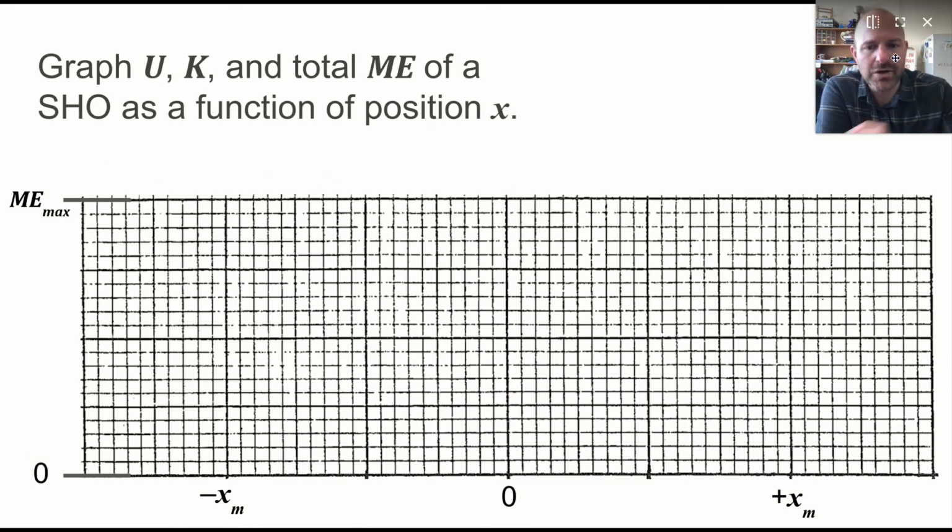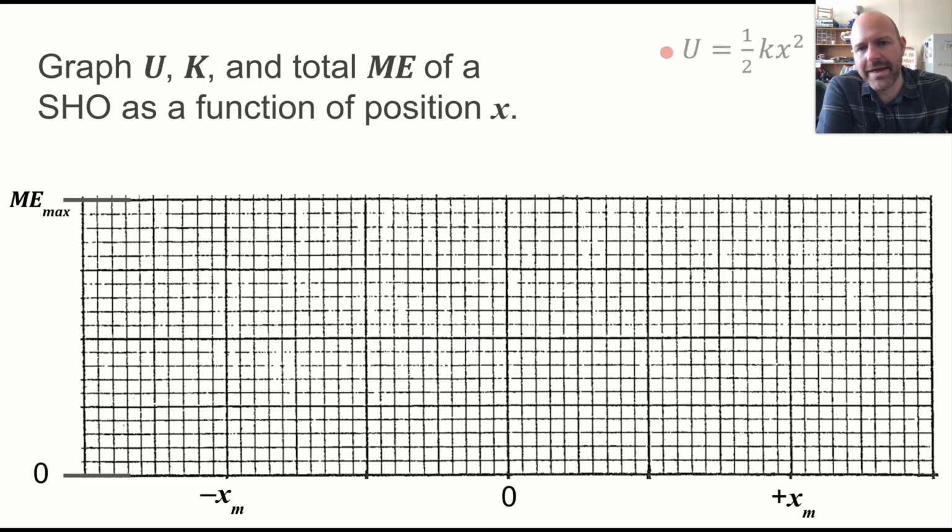So what does this look like as a function of position? Well, maximum mechanical energy is at the top of our graph. Zero mechanical energy is at the bottom. We have a position axis showing us negative x max and positive x max. So these are the amplitudes, the maximum displacement. So what I would say is pause the video for a second and think about what the potential energy, kinetic energy, and total mechanical energy of our system are as a function of position. Where is there zero kinetic energy? Where is there zero potential energy? Try to sketch that graph here, and then unpause the video and come back.